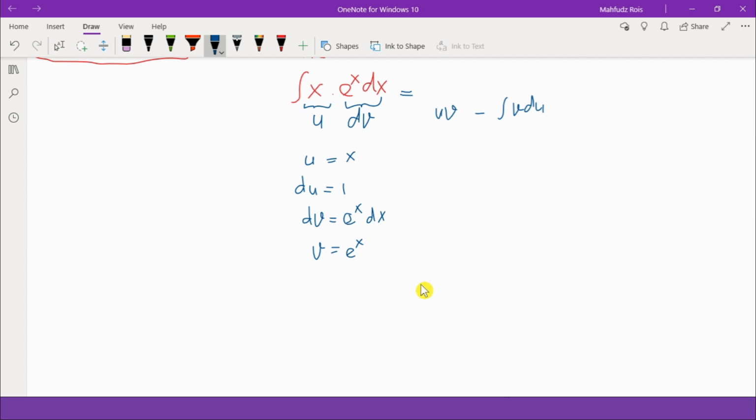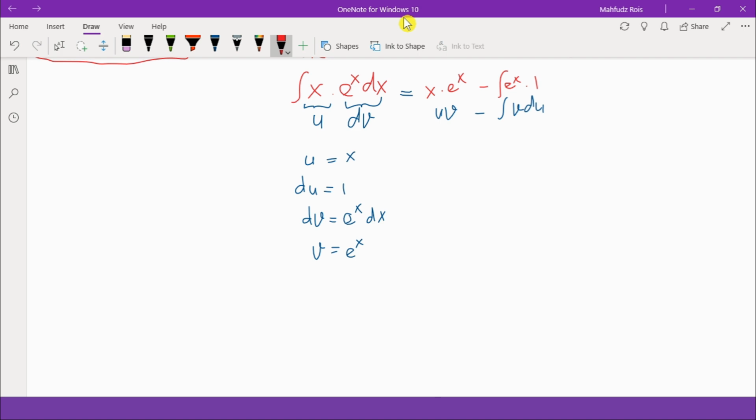And how to integrate? You are using the formulas of integration. Now this one we got already, right? The u and v, so we can write it here. u is x, times v is e to the x, minus the integration of v, which is e to the x, and du is 1.